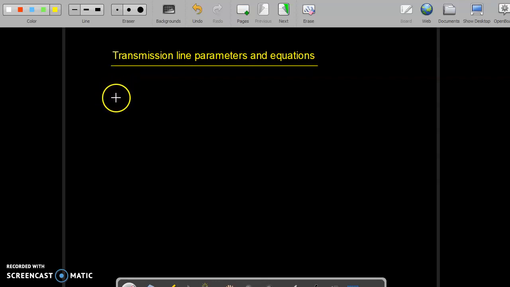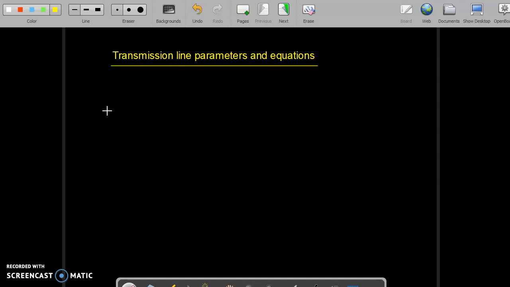Today's class we are going to discuss transmission line parameters and equations. A transmission line consists of two or more parallel lines. It is meant to transfer power from the source to the load side. It may be a long transmission line, maybe a short transmission line, and it has many distributed parameters: series resistance, inductance, shunt capacitance, and shunt conductance.